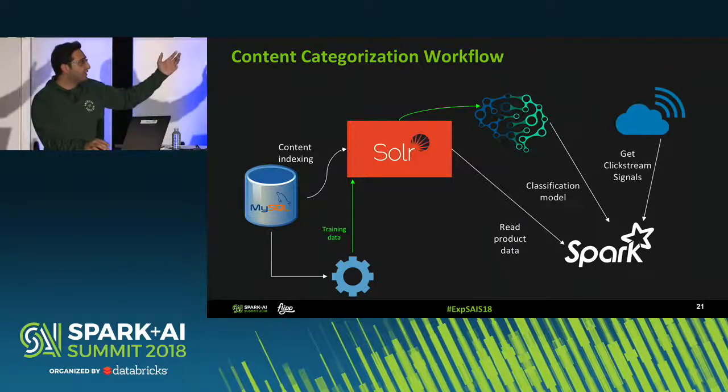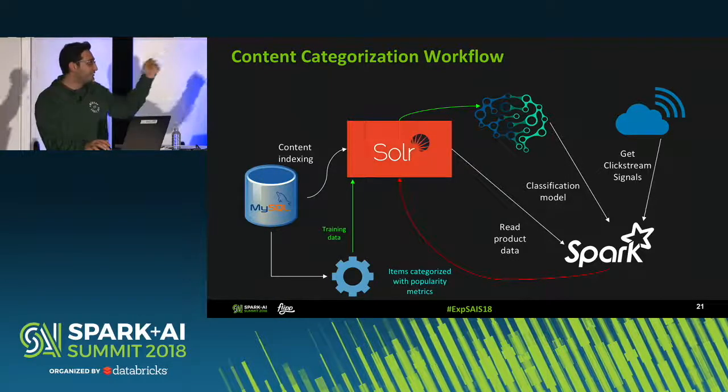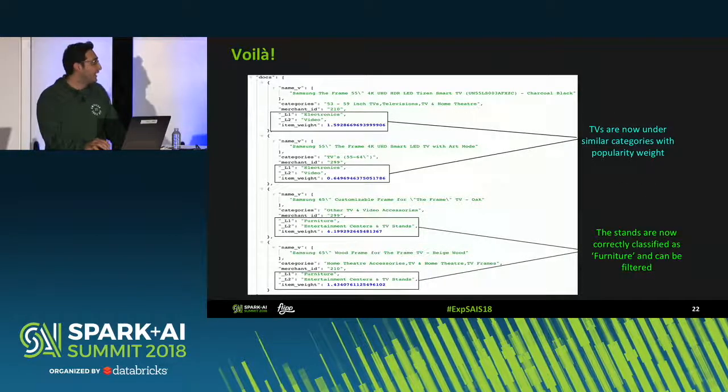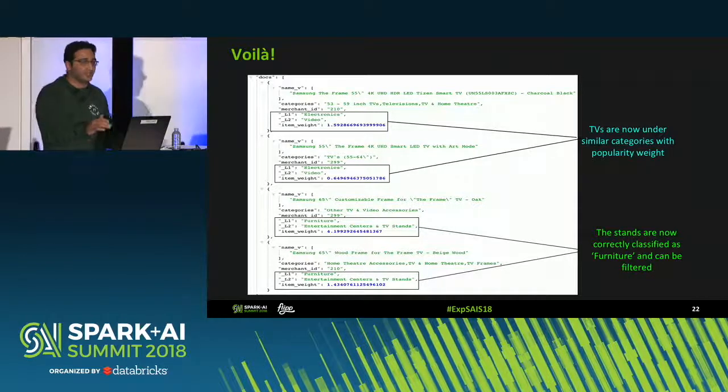And finally, we get our clickstream signals from our analytics layer and write the items categorized with popularity metrics back into Solr. As a result, as you can see, both the same TVs are now categorized under the same category structure to a certain level, with the item weight popularity signals attached to them. And the frames are categorized as furniture, so they can easily be filtered out of the search results when someone is searching for TV.